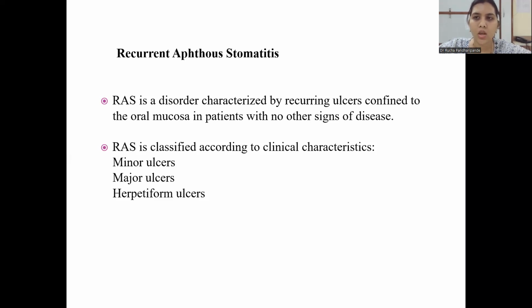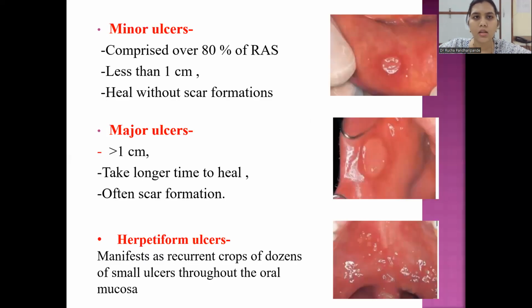So what is the difference between these three types of aphthous ulcer? In minor ulcers, they are less than 1 centimeter and they comprise mostly 80% of the recurrent aphthous stomatitis, and they heal without scar formation. Major ulcers are more than 1 centimeter. They take a longer time to heal and they often form a scar when they heal. While the third type, herpetiform ulcers, are seen as recurrent crops or dozens of small ulcers throughout the oral mucosa.